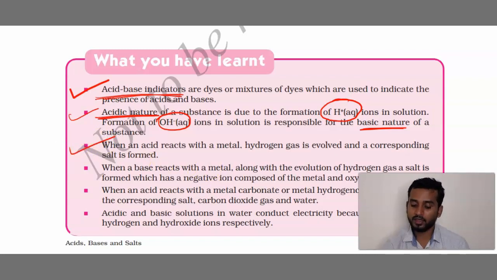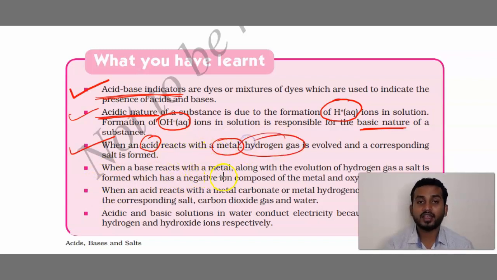Next point. When an acid reacts with metal, hydrogen gas is evolved and a corresponding salt is formed. Very important, very important. Remember, whenever we react acid with metal, which gas is produced? Hydrogen gas is produced.